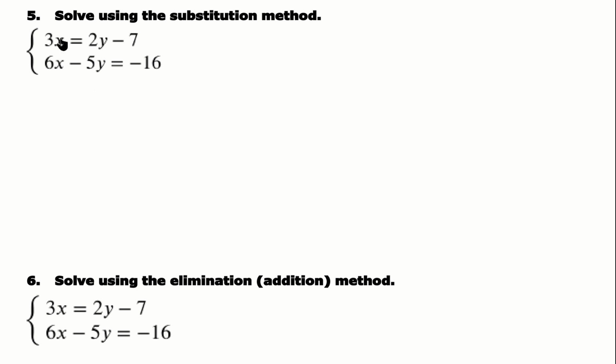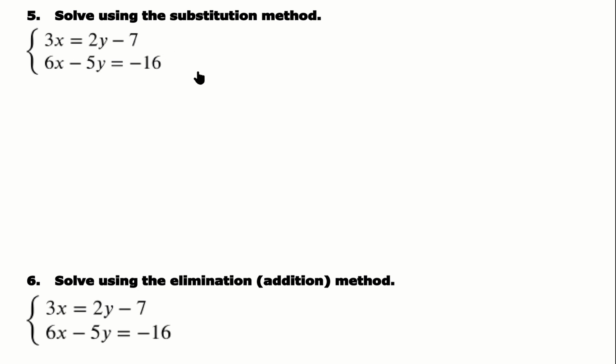We notice here I have a 3x, and I notice that if I were to just double that equation, in other words, multiply both sides of that equation by 2, I would get a 6x, which I would then be able to solve for and substitute in the second equation.